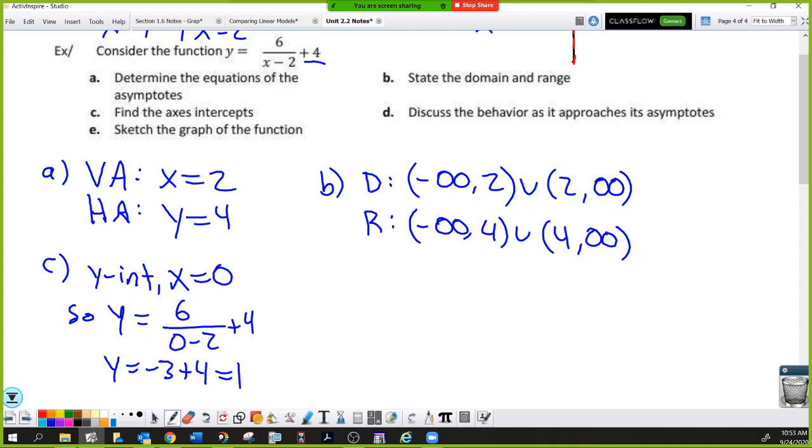Now, the last time what we did was we said, wow, well, for the x-intercept, y equals 0, which means the fraction equals 0, which means the top equals 0. So here that's going to happen when the top is 6. Can it ever be 0? No. So what does that tell you?